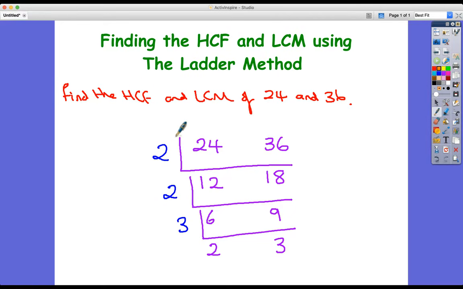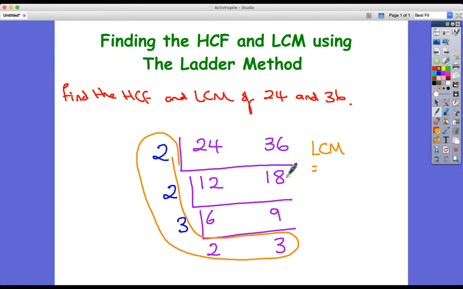Now we can use the numbers around the side to find, first of all, the lowest common multiple. The lowest common multiple is just found by multiplying all of these prime numbers around the edge together. So we've got 2 times 2 times 3 times 2 times 3, which is 2 to the power of 3 times 3 squared, which I know is 8 times 9, which is 72. So the lowest common multiple here is 72.